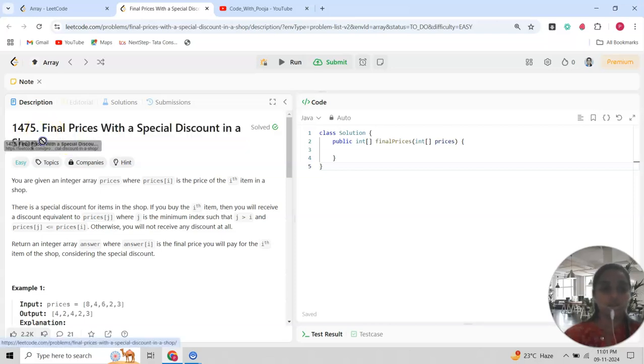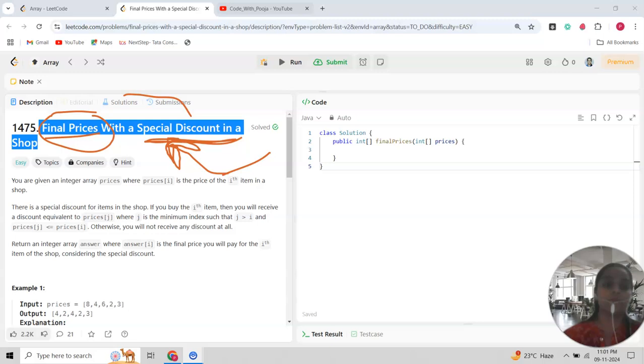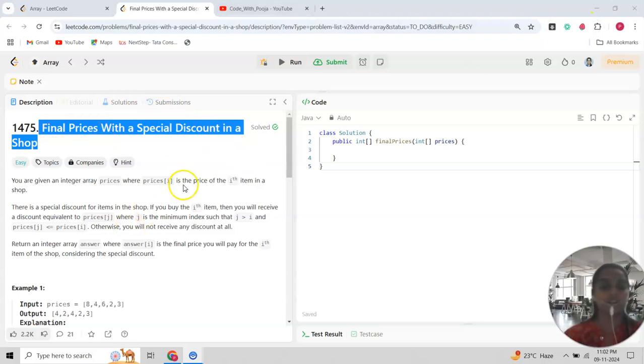According to the intuition, as I said in my last video, we have to develop a small idea or intuition while we are working with the question. So what does the question say? We have to find a final price. There is a special kind of discount given in an array, and with that discount we have to find the final price for a particular product. Now let's continue with the description of the question.